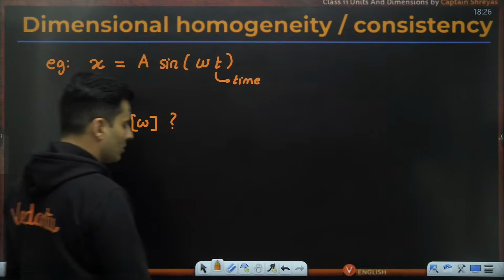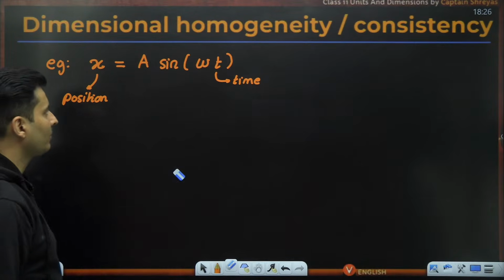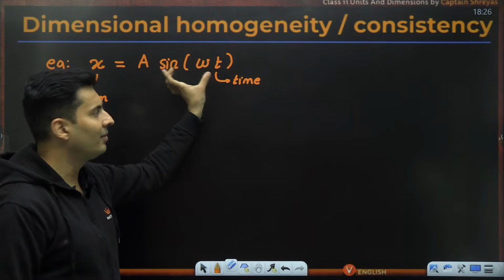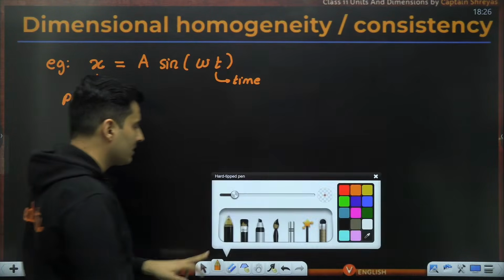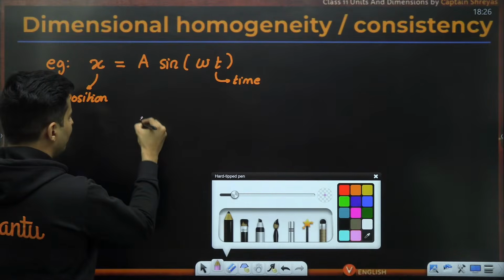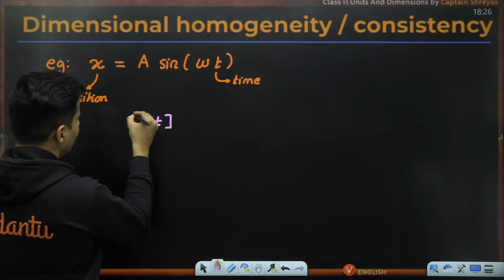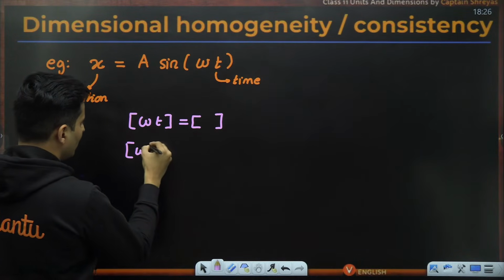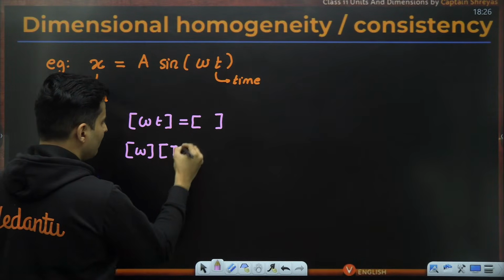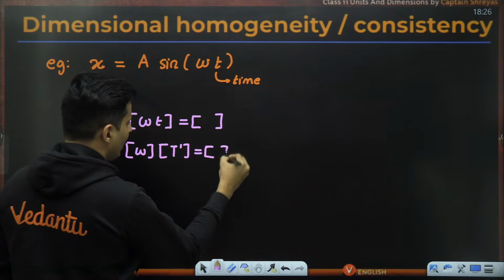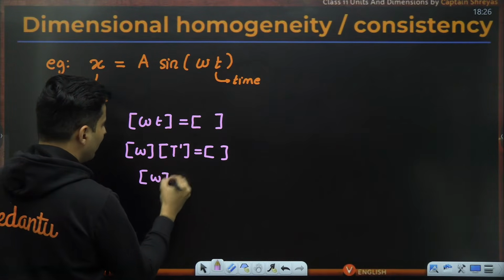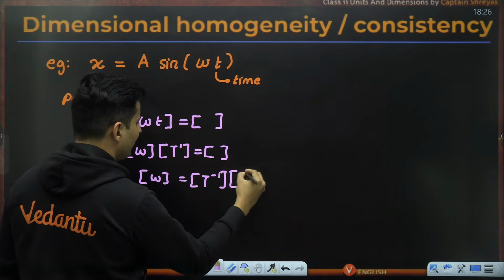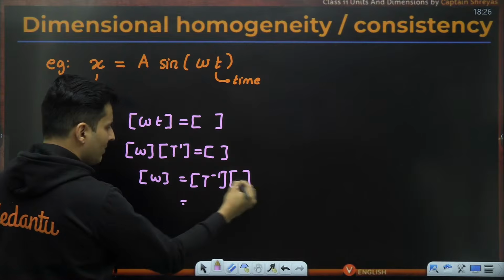How will I approach this question? Let's think one by one. First of all, whatever is inside a trigonometric quantity is an angle, so that should be dimensionless. So 100%, whatever omega t is, that should be dimensionless. So the dimension of omega into the dimension of time, that means t raised to 1, is dimensionless. Therefore, omega will be, if you take it to the other side, t raised to minus 1, and even if this is there, it doesn't make sense to multiply this with nothing.